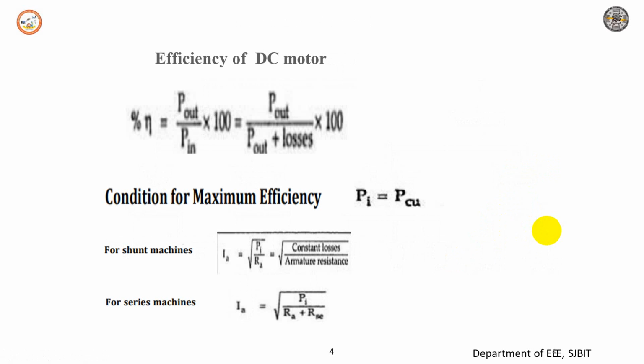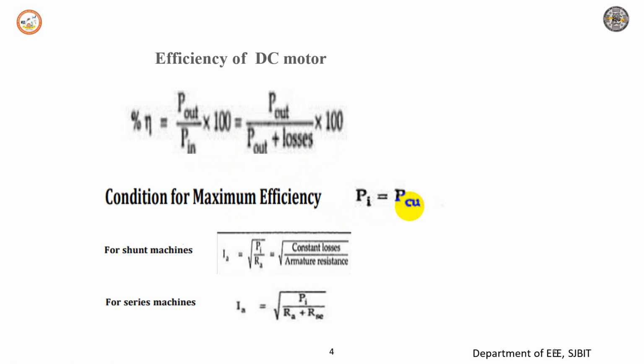Now, efficiency of a DC machine. In case of a DC motor, the following three efficiencies are defined, for shunt machines and series machines. Efficiency is P output by P input. For maximum efficiency, the condition is that the iron losses Pi will be equal to the copper losses.